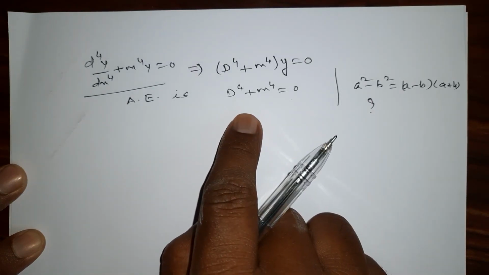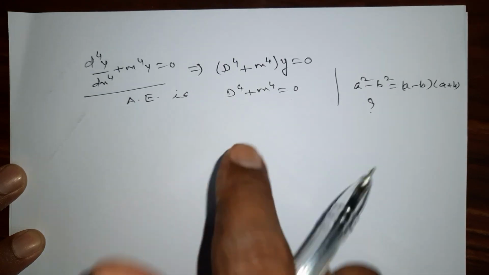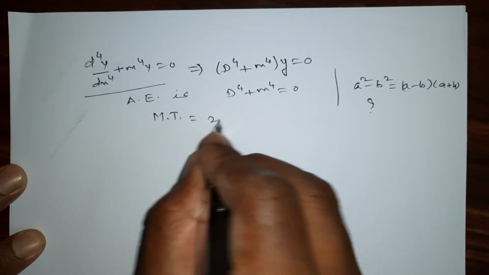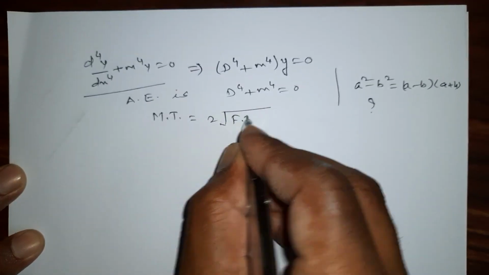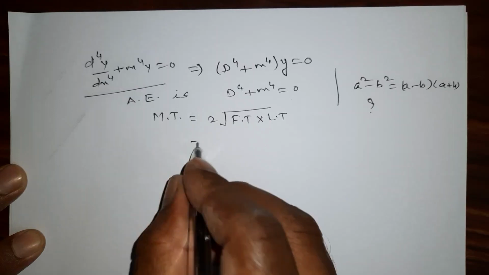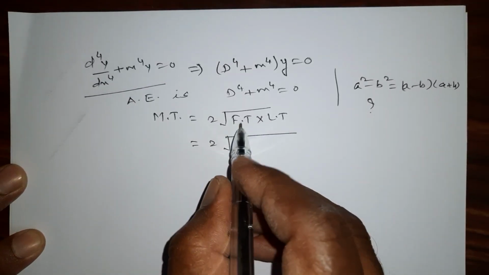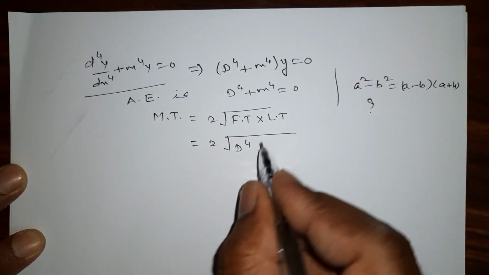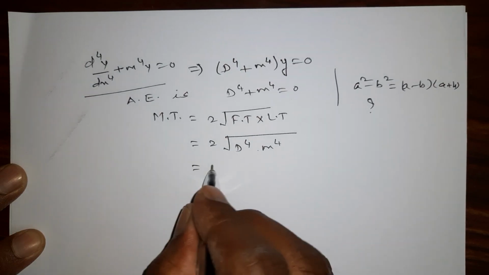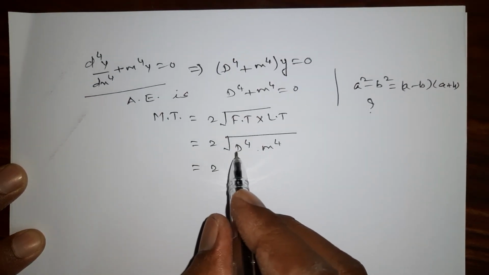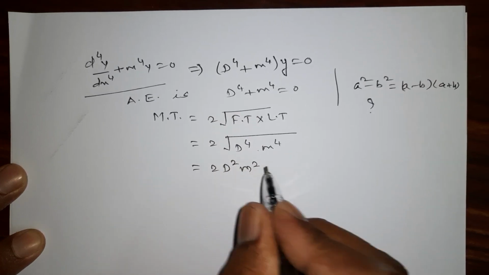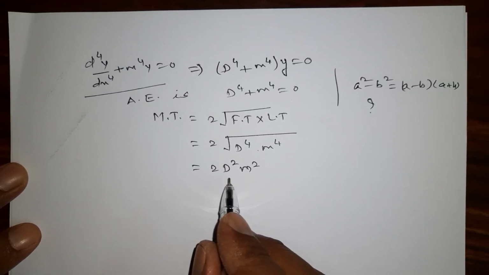This formula is not applicable here, clearly, due to this plus sign. So what do we have to do in such a case? Whenever such a case arises, find the middle term and try to make it a perfect square. The middle term is equal to 2 into the square root of first term into last term. Here the first term is d raised to 4 and the last term is m raised to 4. The square root of d raised to 4 is d square, and the square root of m raised to 4 is m square. So this is our middle term, 2d square m square.